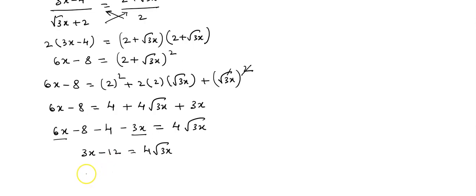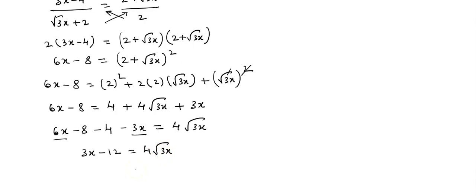Now, anything can be done? Yes. What can be done, children, after this step? Can we do anything? No. Can you please check it out? Is any possibility there? No. Now I want to remove this root, correct? 4 root 3x. Here I have a root. I want to remove this root.